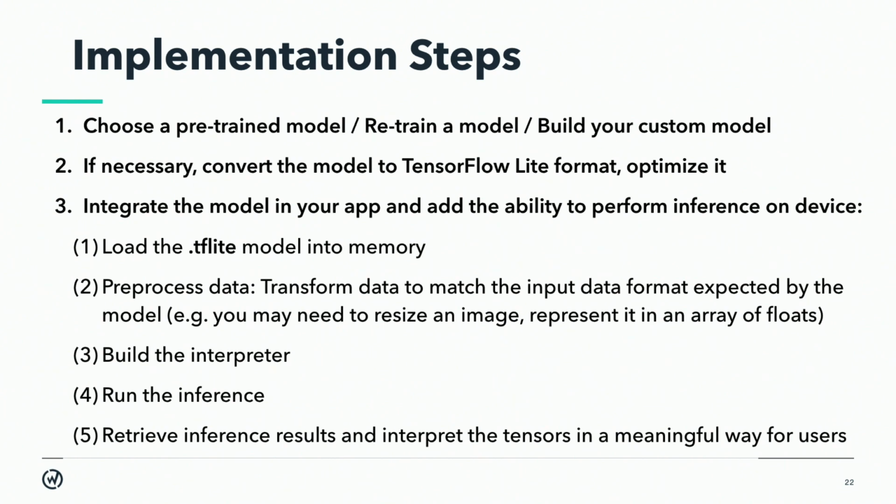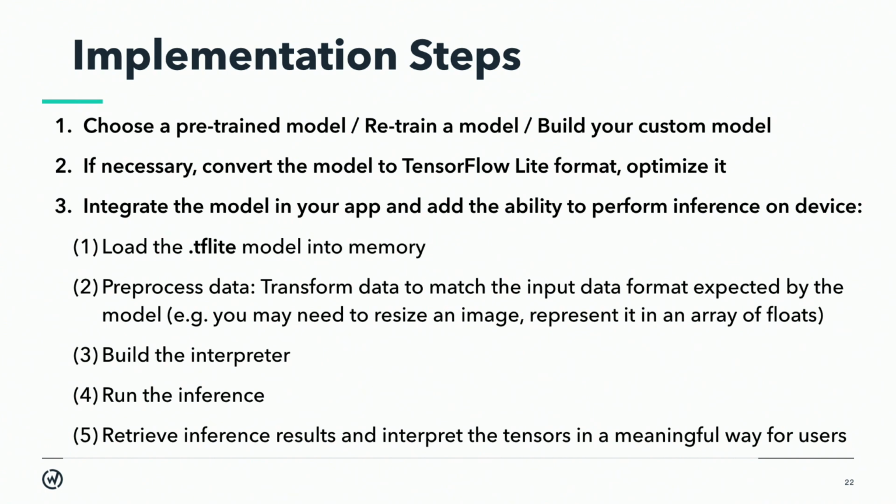So what are the actual implementation steps for adding a TensorFlow Lite model into your app? The first step, obviously, is to choose a pre-trained model, or retrain an existing model, or build something custom from scratch. Then if your model has not been converted to TensorFlow Lite format yet, you have to do that and maybe make some optimizations. Then you need to integrate the model into your app, and that means you have to load the TensorFlow Lite model into memory and do some pre-processing on your data. In a lot of cases, the input data format that we receive from users is not what a machine learning model will expect as its input.